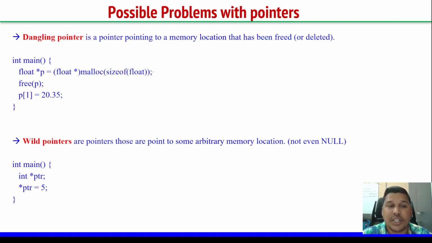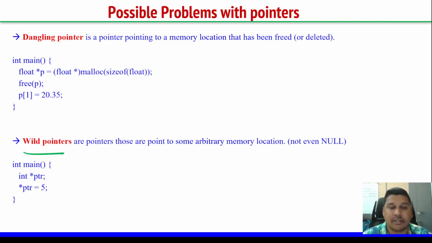In this statement I am allocating memory, and immediately I am erasing that memory. After erasing the memory, I am trying to put some value. So the memory does not exist. Pointing to a memory location that does not exist, that kind of access will give you a dangling pointer error. Dangling pointer means pointing to memory which does not exist.